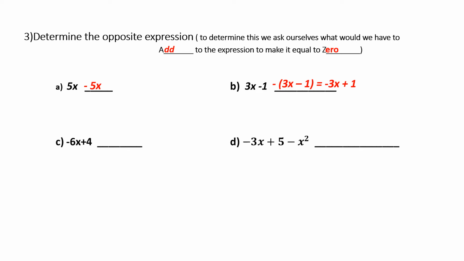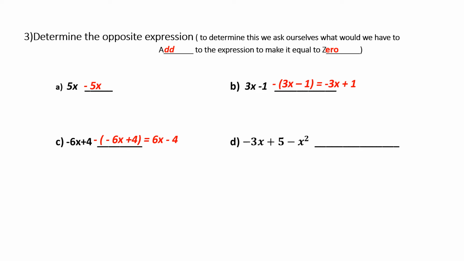Okay, for C, again, I want to multiply everything by negative 1, or change the signs of everything in the polynomial. So I multiply it by negative 1 and negative 6x becomes positive 6x. Positive 4 becomes negative 4.